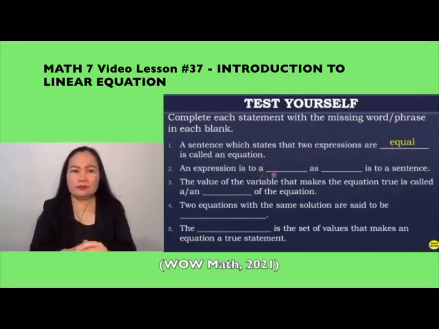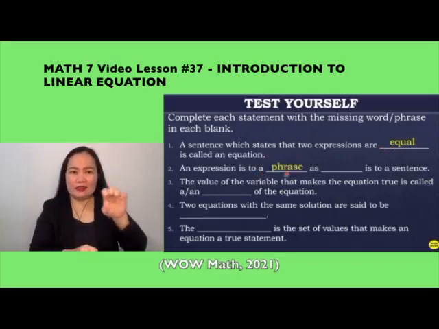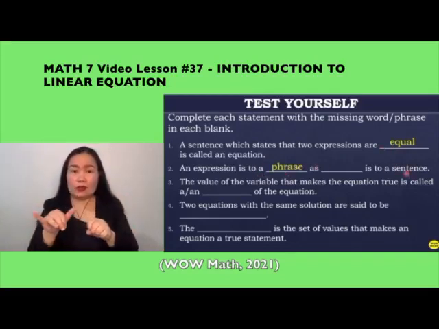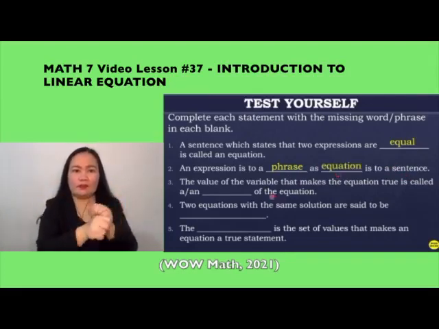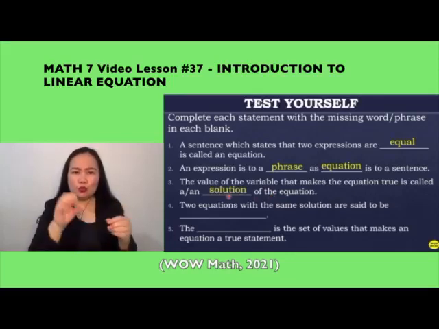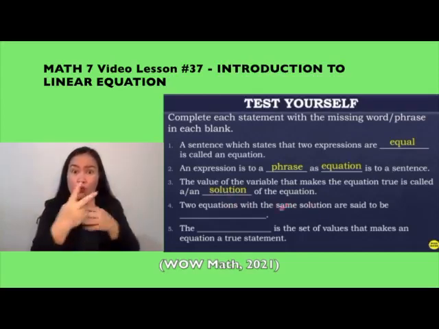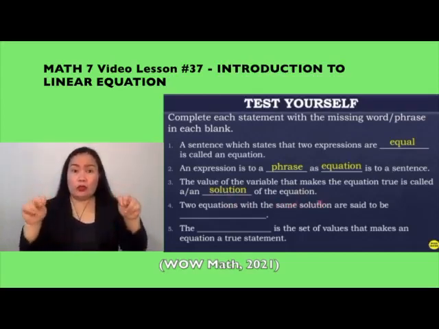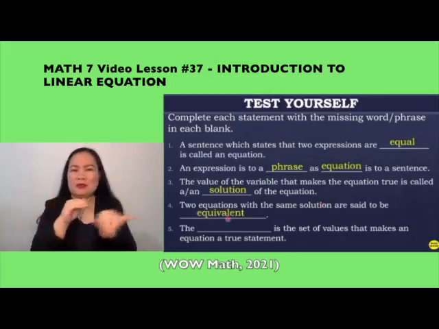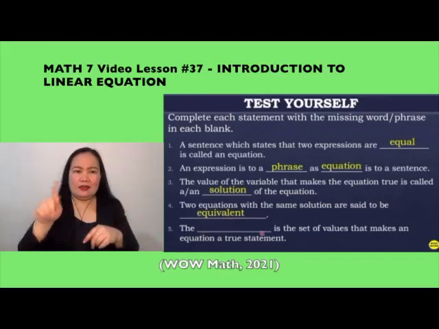Next, an expression is to a, ano ang expression? Phrase. While, nagiging sentence siya kapag equation. Next. The value of the variable that makes the equation true. Ano yung tawag natin dun sa nagiging true siya? Kapag nag-solve tayo, tapos ang lumabas ay true. That is a solution. Two expressions with the same solution are said to be, kapag pareho ang solution ng dalawang equation mo, anong tawag sa kanila? Equivalent.